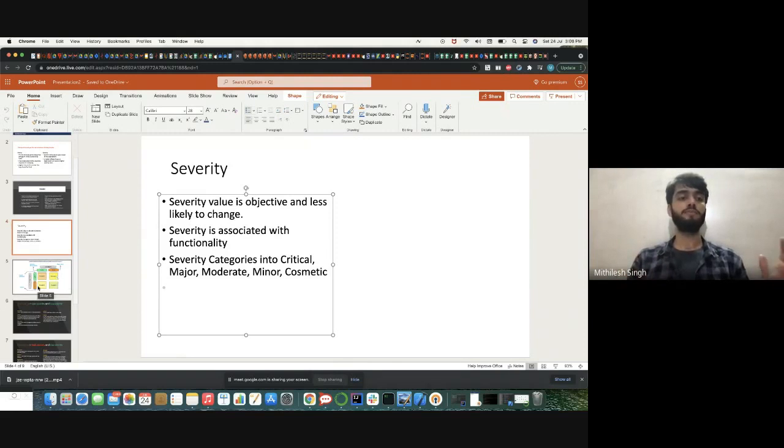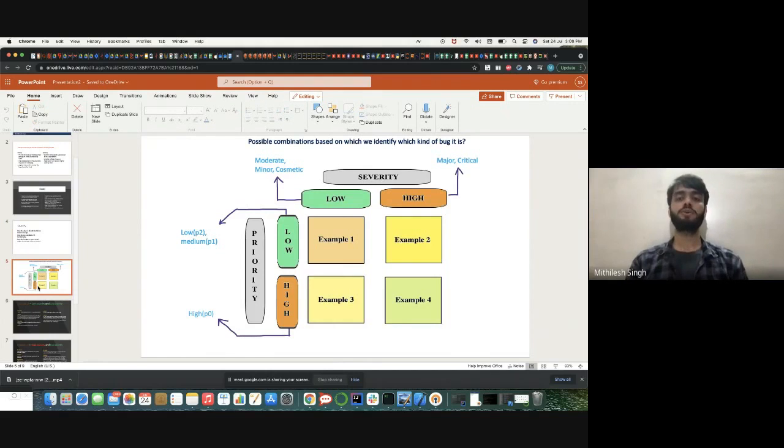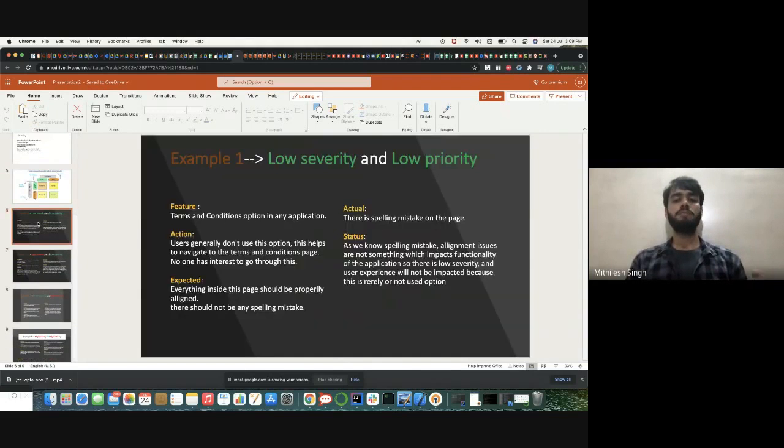Now I will be moving towards the second part. This part is totally for the freshers who are attending testing interviews, and definitely one or two questions the interviewer can ask, like: give me one example of a high severity low priority bug, or a low priority high severity bug. So these are all the combinations, and you can observe them from this diagram. There are four examples which will describe the multiple combinations. I'm going one by one here.